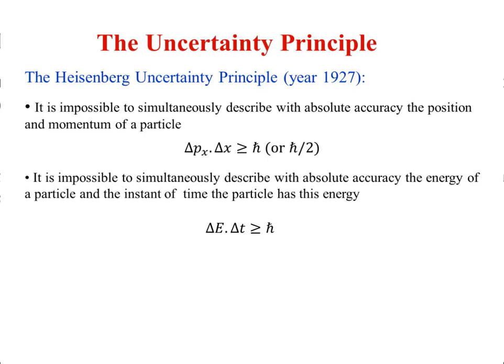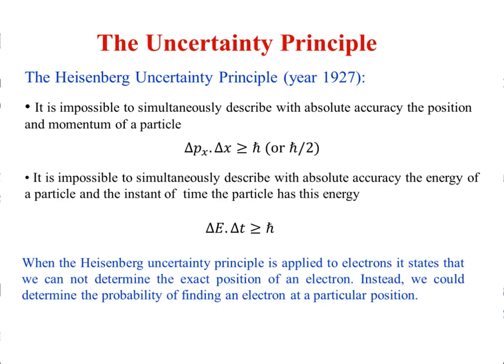After the de Broglie hypothesis, let us talk about Heisenberg's uncertainty principle. According to Heisenberg's uncertainty principle, it is impossible to measure position and momentum of a particle simultaneously with absolute accuracy. It means if there are uncertainties in measurement of position and momentum equal to delta x and delta px, then the product of these two cannot be less than h bar. And this is also true for delta E and delta T, where delta E is uncertainty in energy and delta T is uncertainty in time.